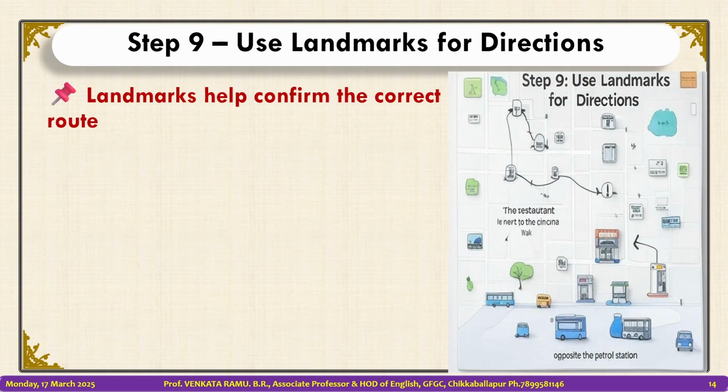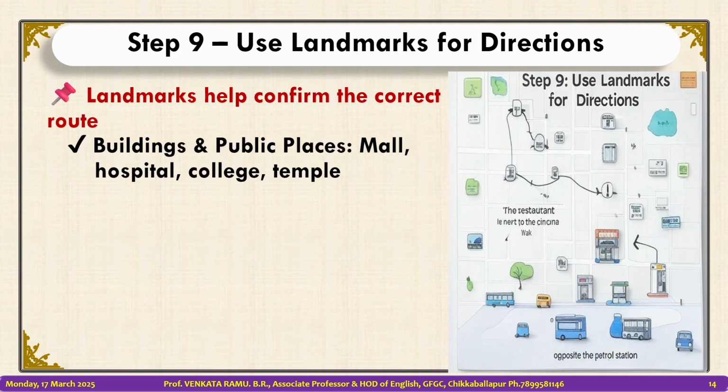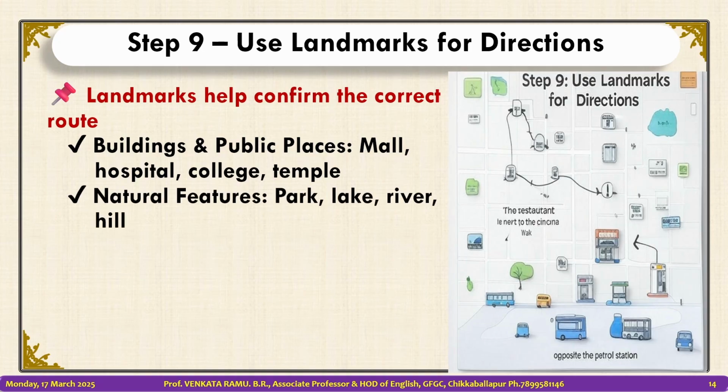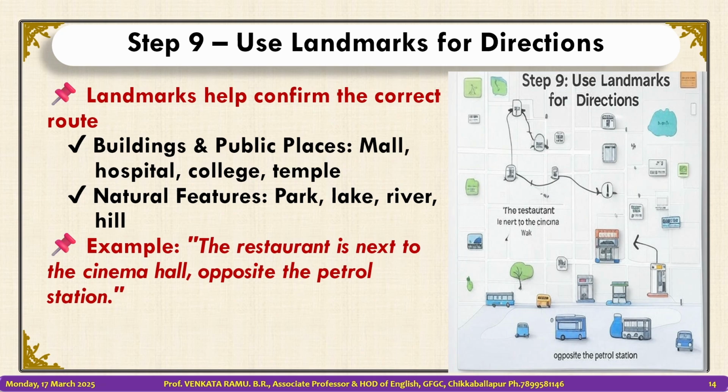Use landmarks for directions. Landmarks help people know they are on the right path. They include buildings and public places. They may be things like malls, hospital, college, temple, bus stop, etc. Natural features like park, lake, river, hill, etc. Let's look at an example. The restaurant is next to the cinema hall, opposite the petrol station. Landmarks make directions more reliable.